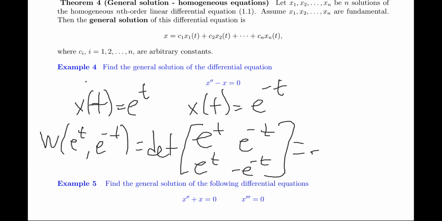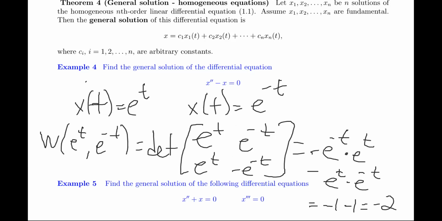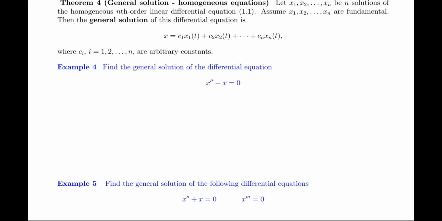This is negative e to the negative t times e to the t minus e to the t times e to the negative t. Well, that is negative 1 minus 1, which is negative 2. And since that is not 0, this tells us that e to the t and e to the negative t form a fundamental set of solutions.